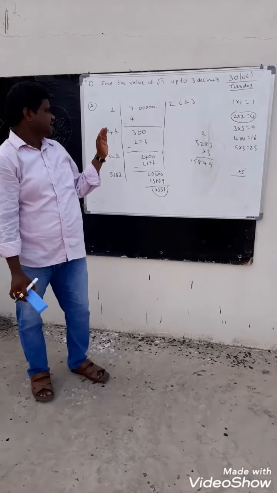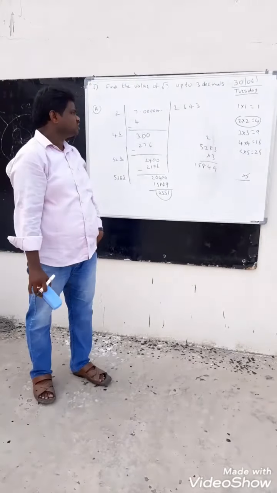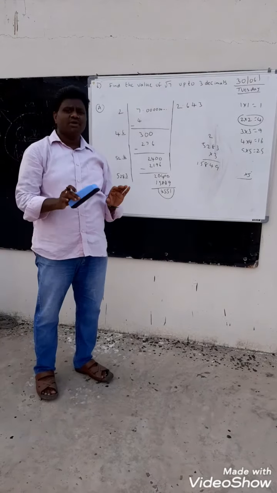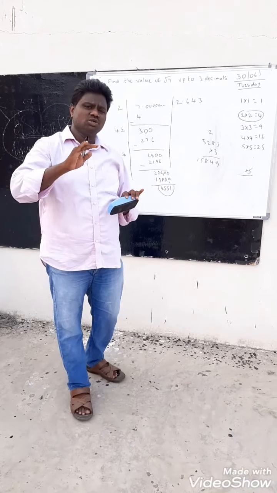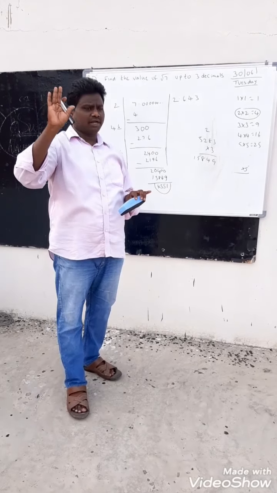Students, listen again and explain. Find the square root of 7 up to 3 decimal places. 7 means 7.0000, anything you have to give. Number of zeros you want to write, any number, no problem, write that one.